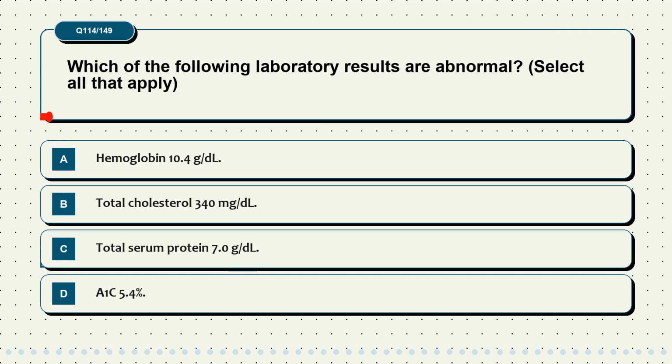Question 114. Which of the following laboratory results are abnormal? Select all that apply. Here are the options. Option A. Hemoglobin 10.4 g/dl. Option B. Total cholesterol 340 mg/dl. Option C. Total serum protein 7.0 g/dl. Option D. A1C 5.4%.